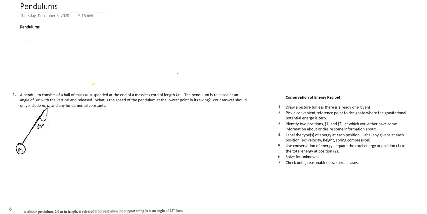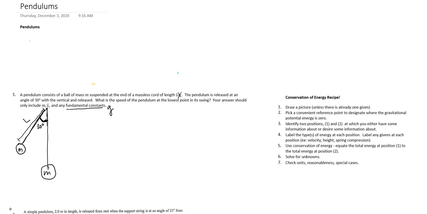We have a pendulum of mass m suspended at the end of a cord of length, and it should be just L. Ignore that little m. Okay, so this cord is length L. I'll put that on there. The pendulum is released at an angle of 30 degrees with the vertical and release. So right here, that's 30 degrees with the vertical. We want the speed of the pendulum at the lowest point of its swing. Your answer should only include m, L and any fundamental constant. So a fundamental constant is something like g, acceleration due to gravity. Cool. So I'm going to go ahead and draw it at its lowest point.